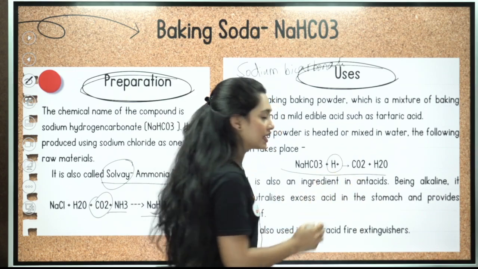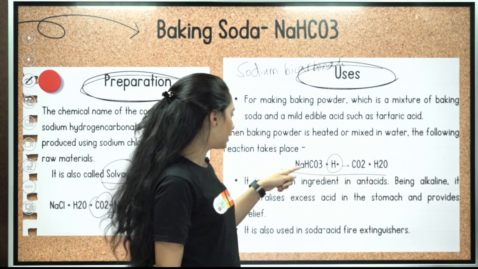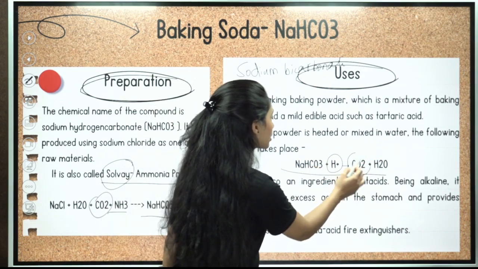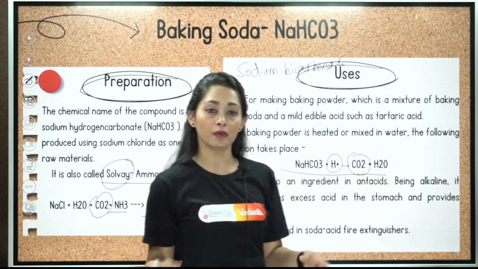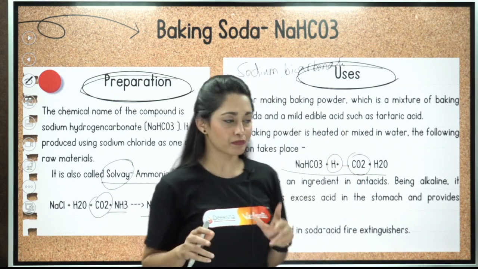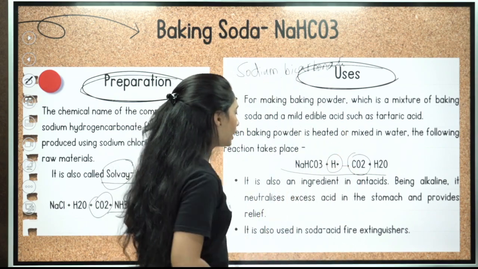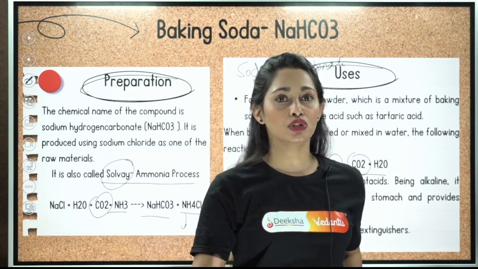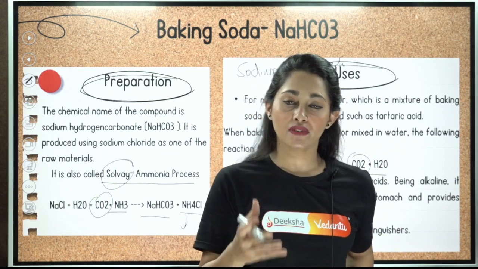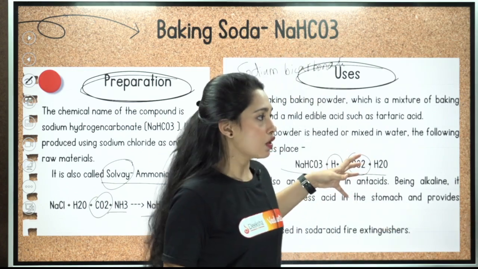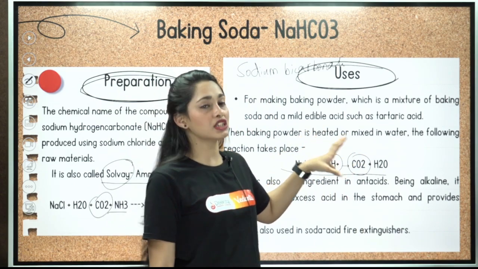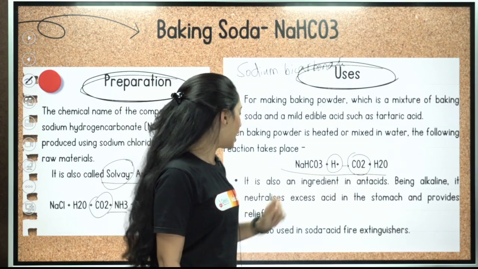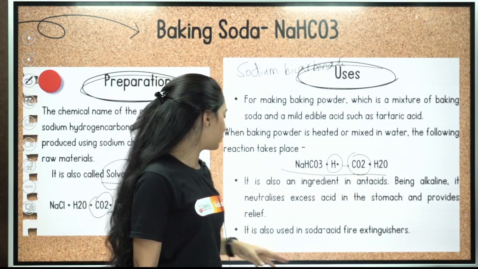H plus ion is given by the mild edible acid. NaHCO3 plus H plus gives carbon dioxide and H2O. This carbon dioxide that is released is responsible for the fluffiness of the cake. It is also an ingredient in antacids. Antacids are those which are used to neutralize the acid in the stomach. When we have acidity, we use antacids. Along with magnesium hydroxide, which is one of the most important antacids, we are going to use baking soda as well. Being alkaline, it neutralizes excess acid in the stomach and provides relief.